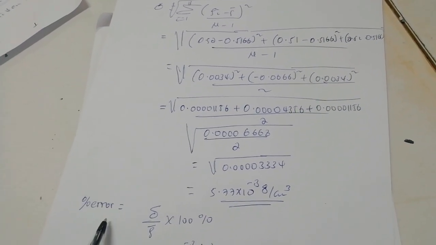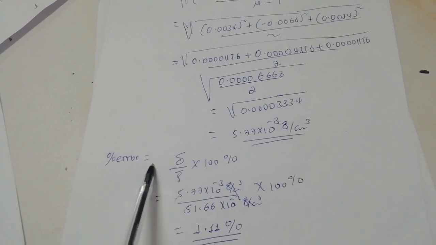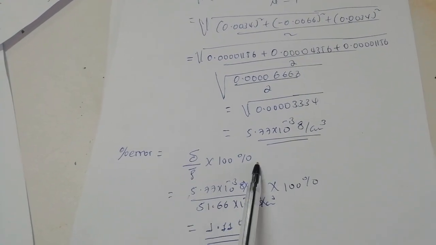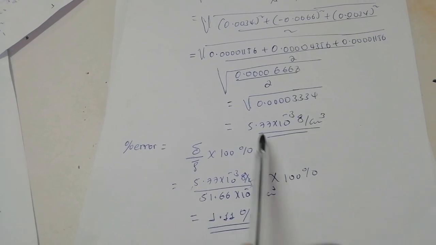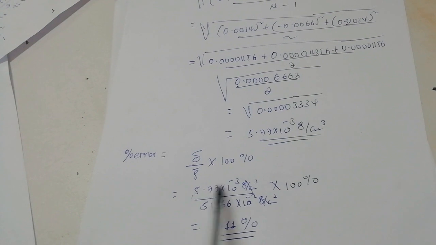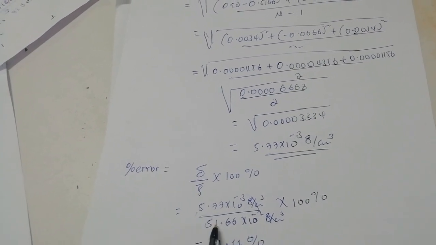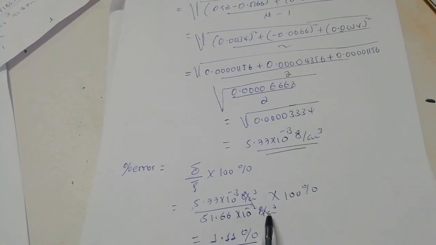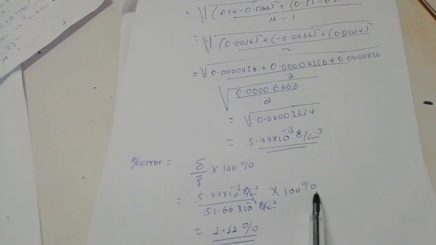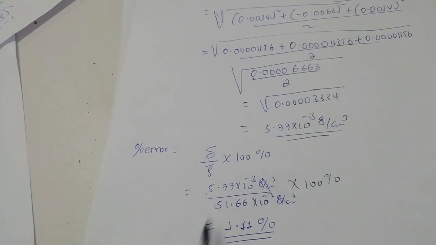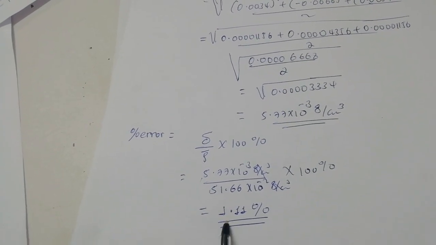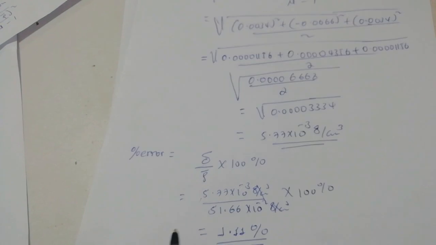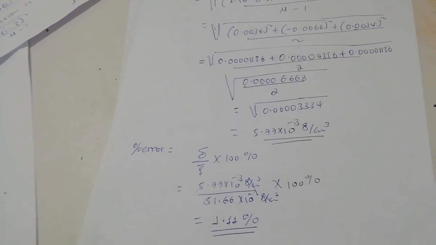To find the percentage of error for this measurement, the percentage of error is given by the standard deviation of the density divided by the mean density times 100%. The standard deviation is 5.77 times 10 to the power of minus 3 gram per centimeter cube, divided by the mean density, which in power form is 51.66 times 10 to the power of minus 2 gram per centimeter cube, times 100%. So the percentage of error is around 1.11% when we are using the meter stick. So this is the step to find it when the standard value of the density is unknown.